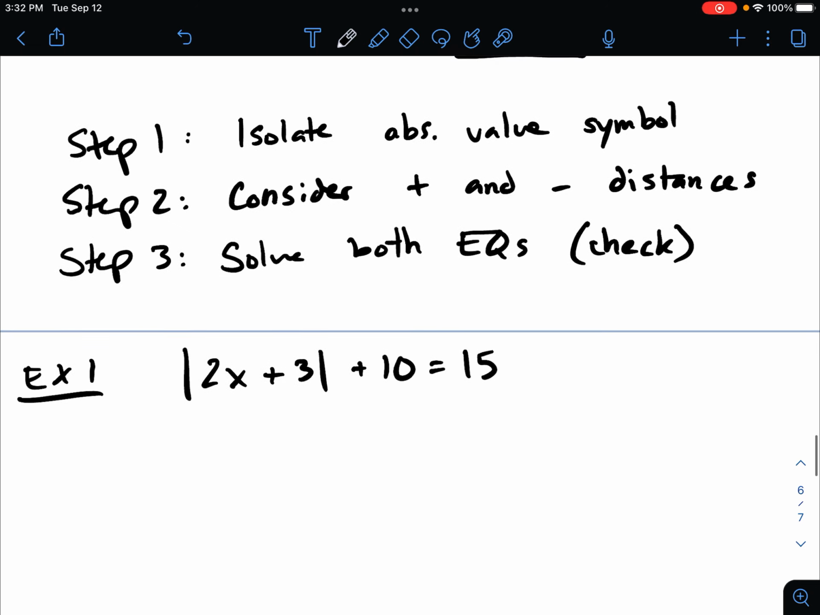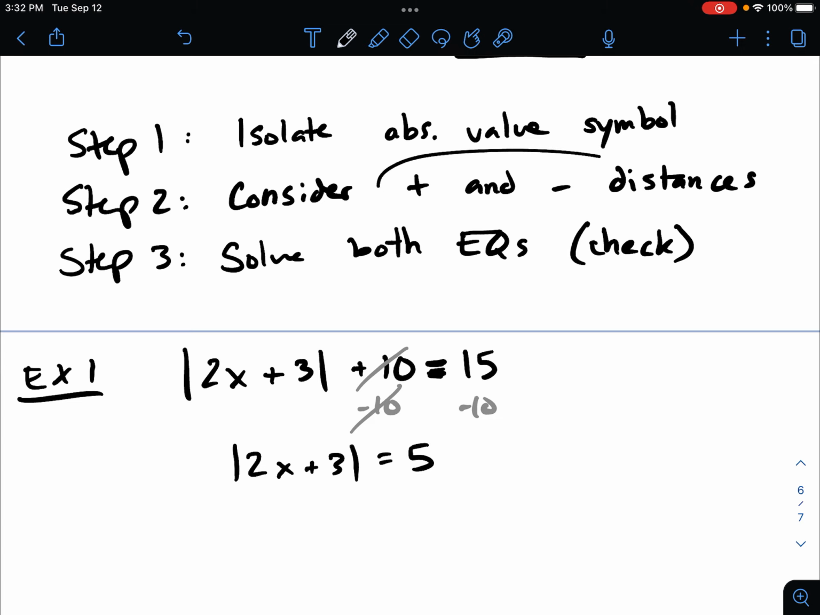And let's go ahead and take a look at an example here. So first thing I want to do is isolate the absolute value. So if I look at my equal sign right here, I see I have this 10 on the same side as the absolute value. So I'm going to have to move this 10 over to the right side. And if I move the 10 using subtraction, that's going to leave me with the absolute value of 2x plus 3 is equal to 5.